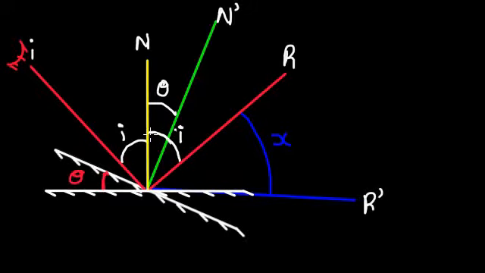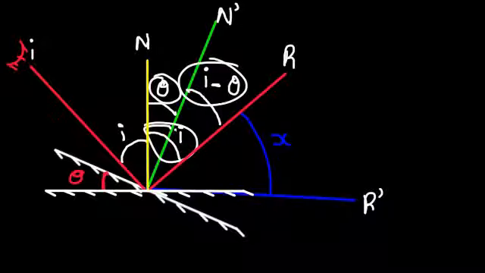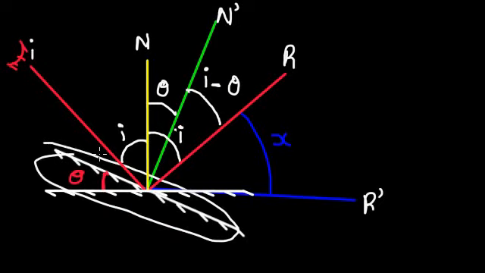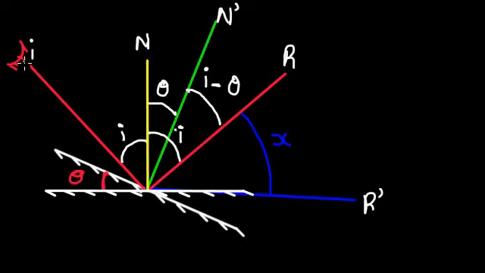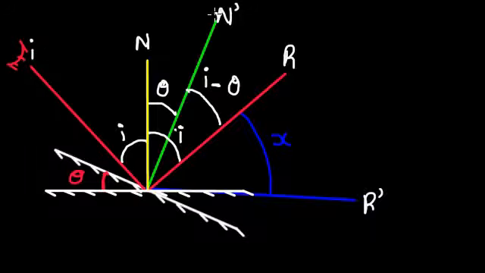So if from here to here is I, then from here to here will be I minus theta. Are we together? So I've removed this angle from this entire angle to have this portion. Perfect. Now, for the position of the current mirror, this is the reflected ray, and this is the normal.